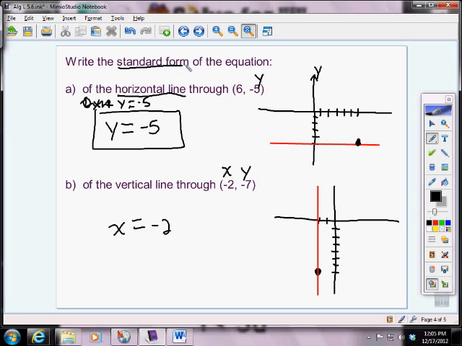So don't stress about standard form. Standard form of vertical and horizontal lines is the same that you've been doing. If it's a horizontal line, it's going to be y equals whatever number it's going through. If it's a vertical line, it's going to be x equals whatever number x is. Okay, so standard form of horizontal and vertical lines is just y equals and x equals.